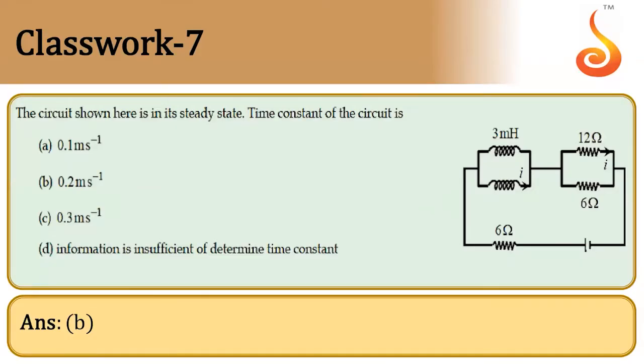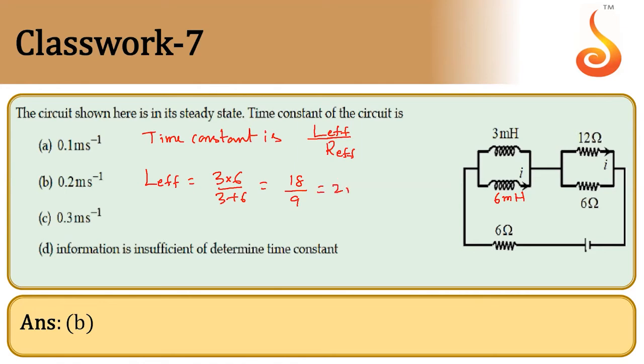The circuit shown here is in steady state. The time constant of the circuit is, see here, it is 6 millihenry. It is a printing mistake, it's not printed here, 6 millihenry. Now the time constant is L by R. Time constant is L effective by R effective when we have many resistors and inductors. Now what is L effective? L effective is equal to 3 into 6 divided by 3 plus 6, so 18 divided by 9, that equals 2 millihenry.